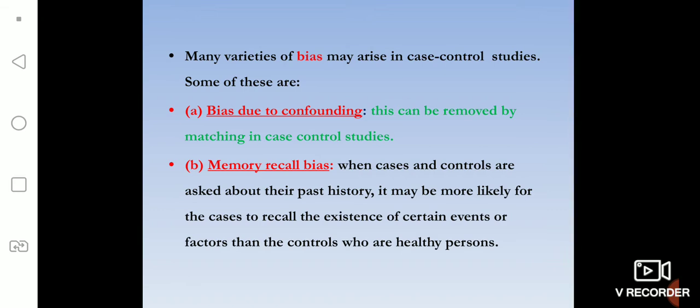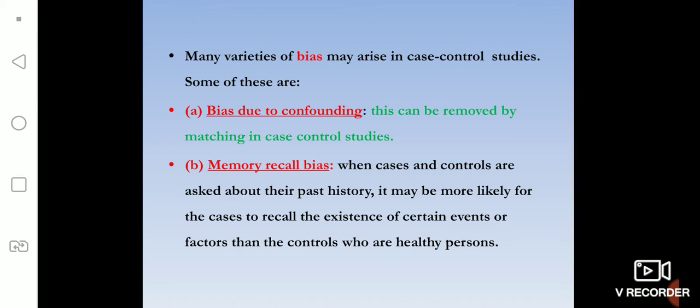I hope you all have studied the previous session, that is matching, how it is done, how you can take care of the confounding factor. I hope you all remember what a confounding factor is. A confounding factor is one which is associated with both the exposure and the disease, and it itself can also cause the disease.